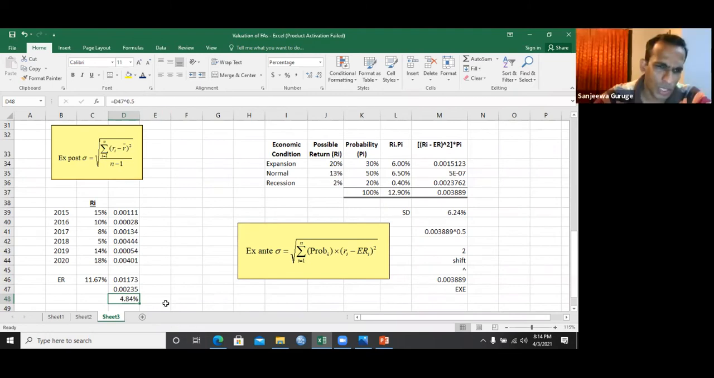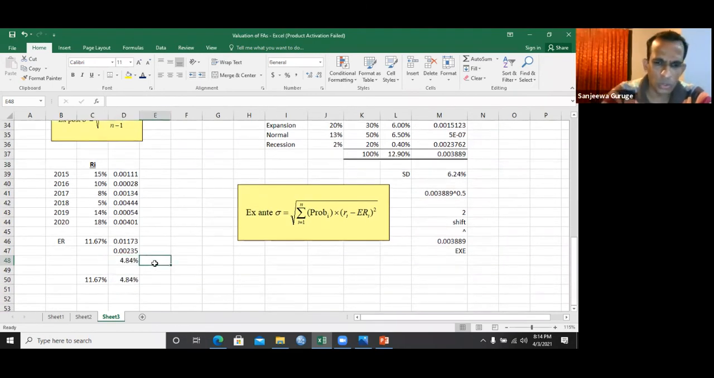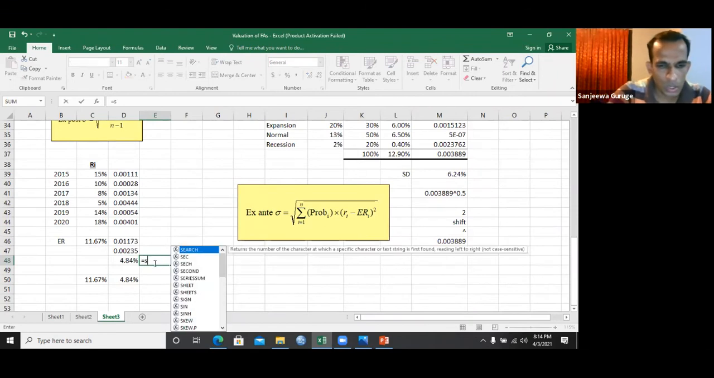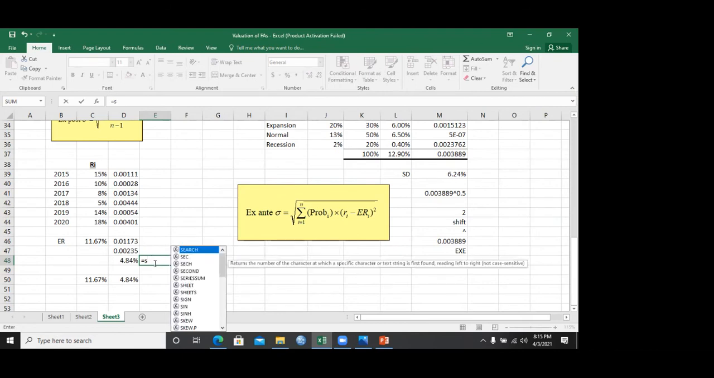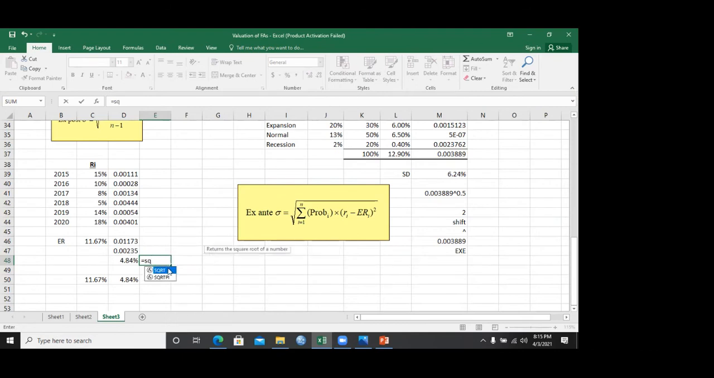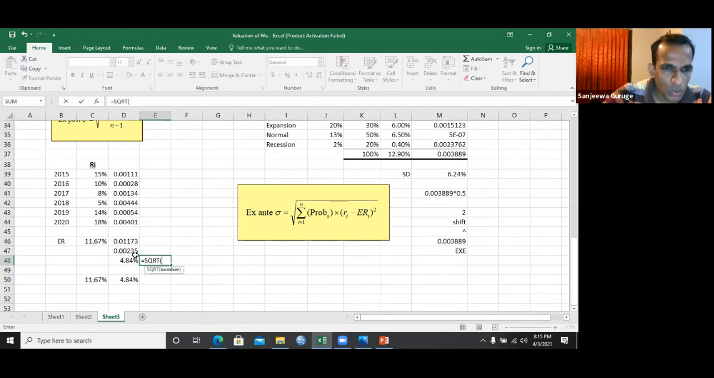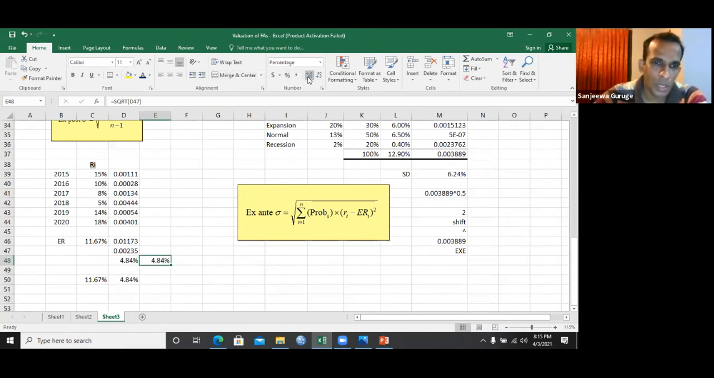To the power 0.5. I think in Excel you have square root also. Yeah, here, square root. Square root of this. Then also you get this. Right? With Excel, this calculation is quite easy. This is using to the power 0.5. This is using the square root inbuilt function.